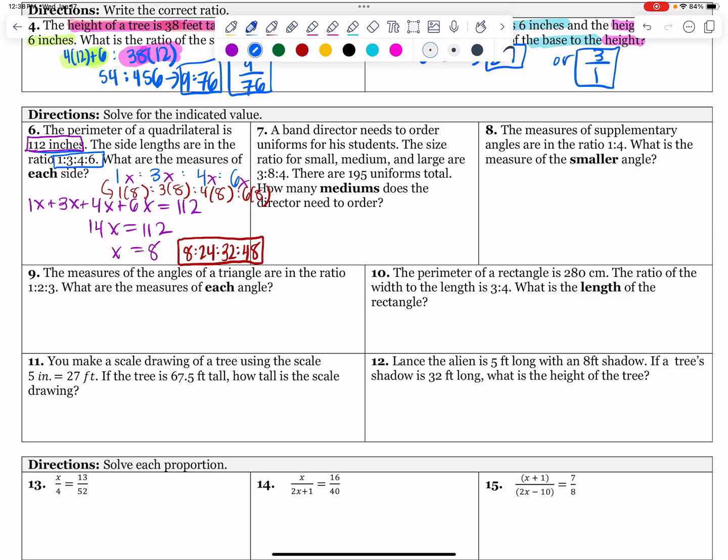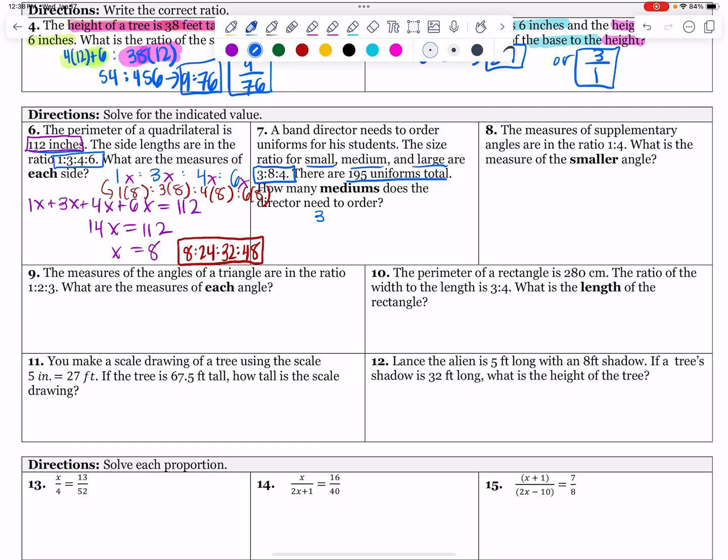All right. A band director needs to order uniforms for his students. The size ratio for smalls to mediums to larges is 3 to 8 to 4. So it does say small, medium, large. So small is the 3, medium is the 8, and large is the 4. That's the ratio they're in, but there's actually 194 uniforms total.